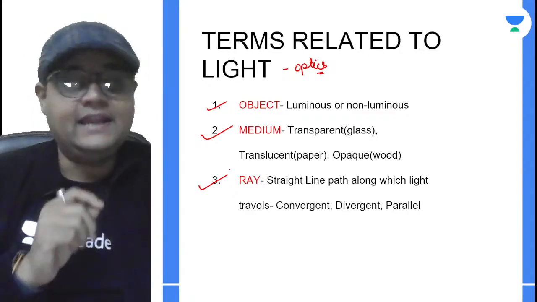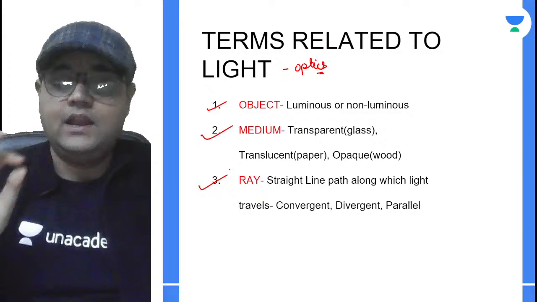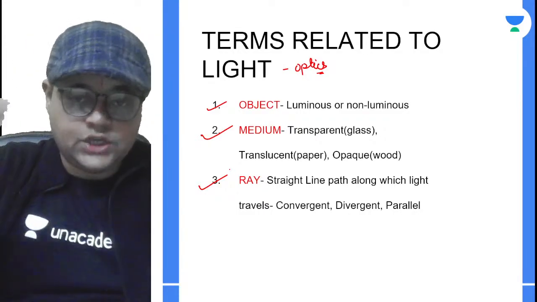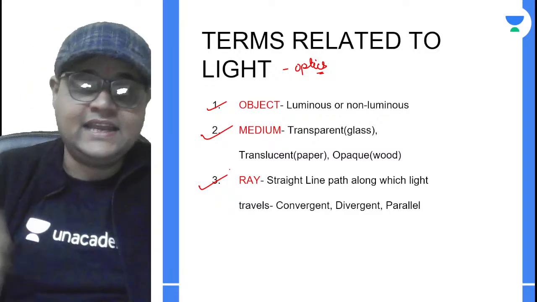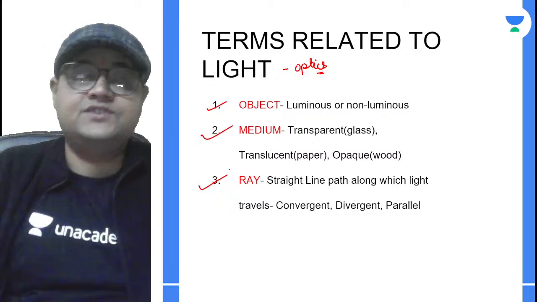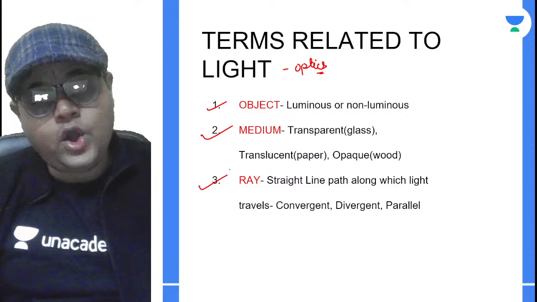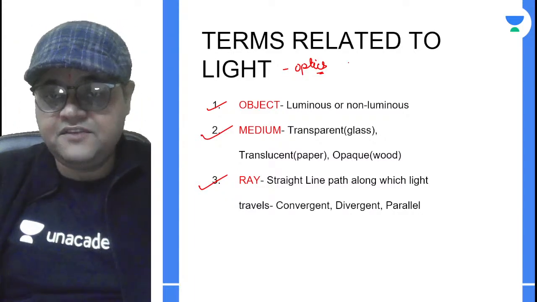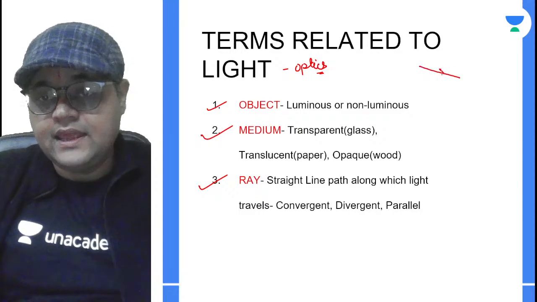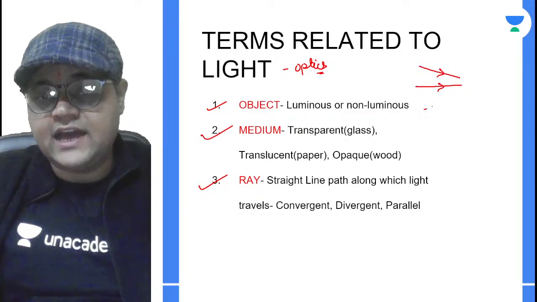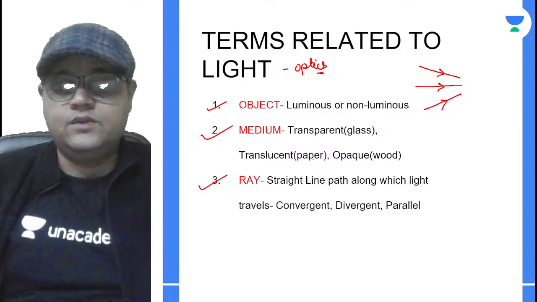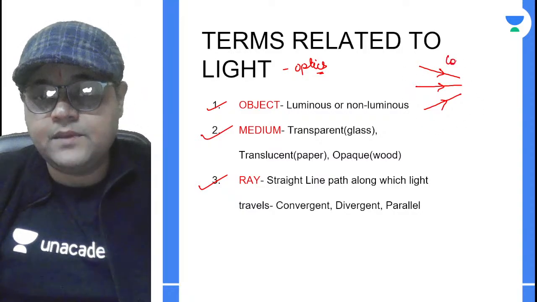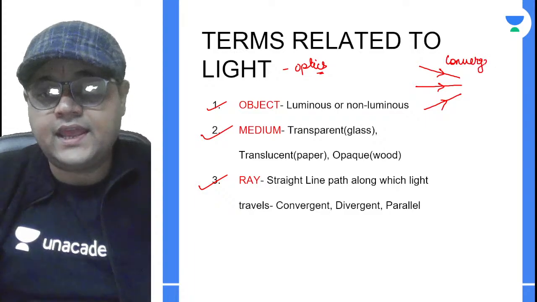Light has n number of options to travel, but for a particular situation, whichever path light is following, that path will constitute the ray. In optics specifically, we'll be coming across three types of rays. The very first is a convergent ray. If it appears that all the rays are meeting at a point, you can clearly notice that all the rays here are meeting at a point, so this will be called a convergent ray.